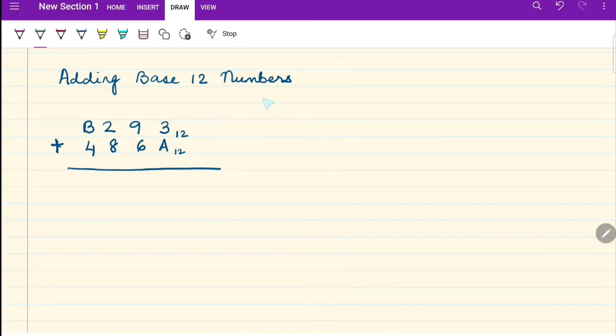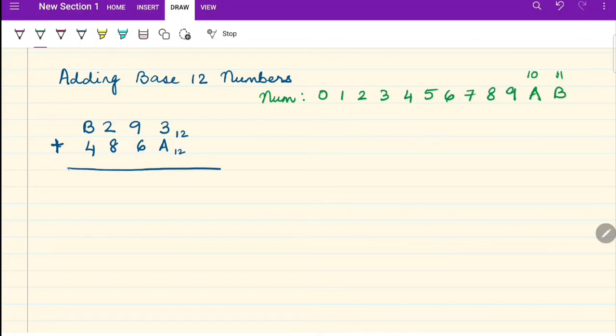So let's do that. So the numerals start from 0. We have 1, 2, 3, 4, 5, 6, 7, 8, 9. And recall after 9, we use letters of the alphabet. So A represents a 10 and B represents 11. All right. And that's where we stop. That's where the numerals end for base 12 system. All right. So again, after performing the addition of the different columns, the values must be one of these numerals.